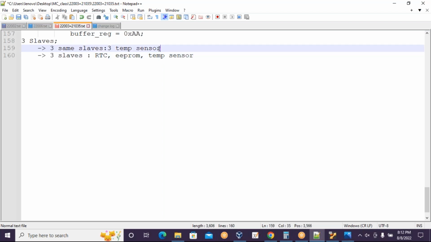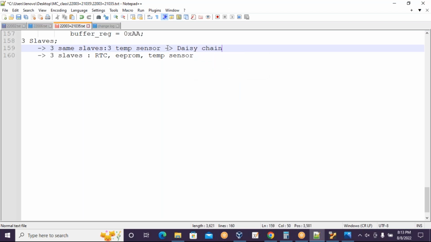Now, if there are three same slaves, which configuration are you going to use? Normal configuration or daisy chain configuration? May I know which configuration you might be going with? You can just tell me whether it is the normal configuration you're going with or the daisy chain configuration. Okay, so I agree with daisy chain in this case.